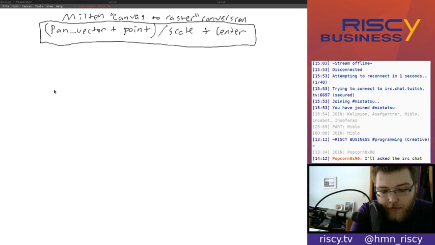So the first thing is we have this canvas to raster conversion, and I've done things like this before in my own work, so I'm kind of familiar with this. It's always confusing to me, coordinate conversion stuff. I'm not good at this, so I'm going to whiteboard it out and try to get an intuitive picture of this coordinate conversion.